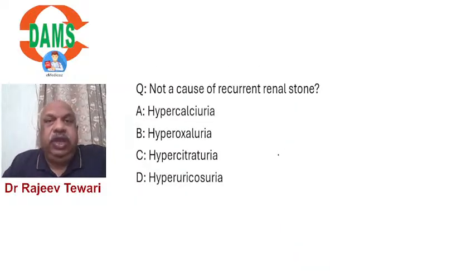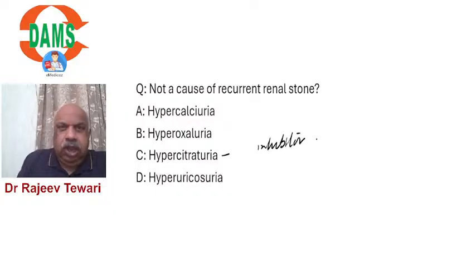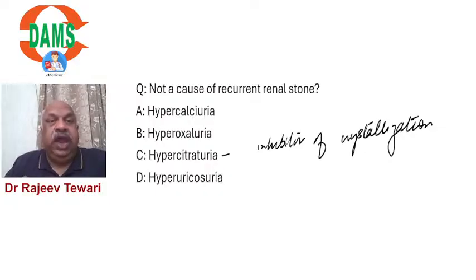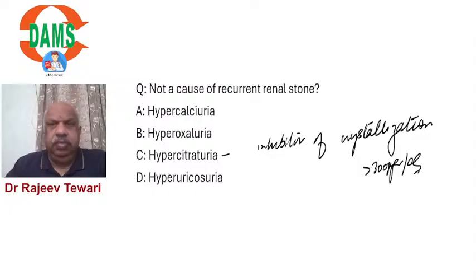Not a cause of recurrent renal stone: citrate. Citrate is an inhibitor of crystallization. It is protective. Hypocitraturia is one of the causes of stone, not hypercitraturia. Normal citrate excretion should be more than 300 milligram per day, which is an MCQ.